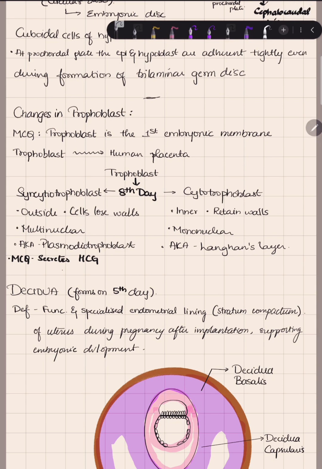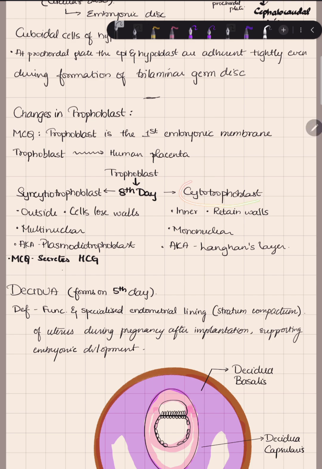Coming to the changes that occur in the trophoblast. We have already seen that the embryoblast divides into the epiblast and the hypoblast on the 8th day. Similarly, the trophoblast also, on the 8th day, will divide into two layers. The syncytial trophoblast is present towards the outside. Now, why is it called syncytial? In this layer, the cells lose their walls and fuse with each other. This fusing forms a multinuclear structure, a syncytium. Thus, it is called syncytial trophoblast. It is also known as plasmodiotrophoblast, again because of its multinuclear structure.